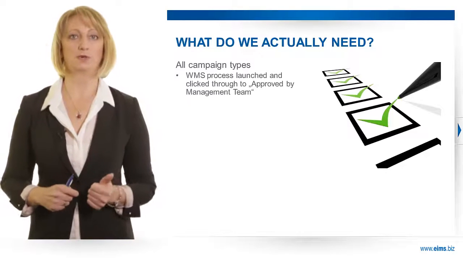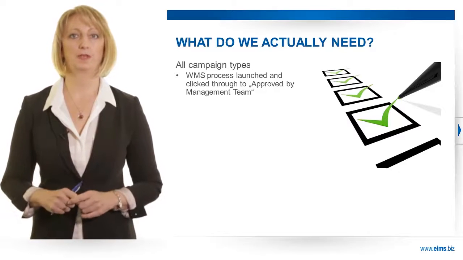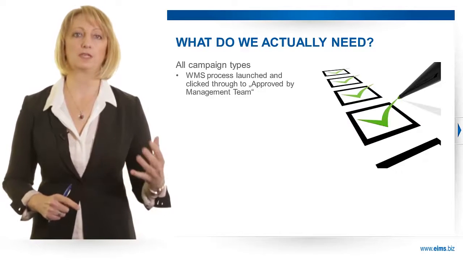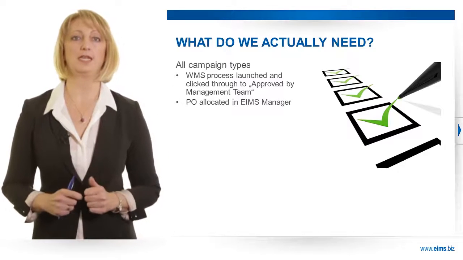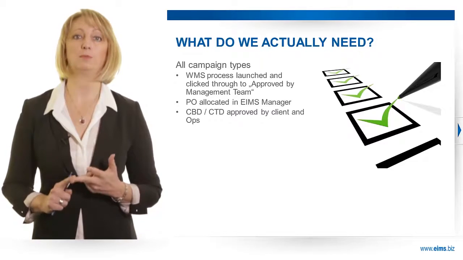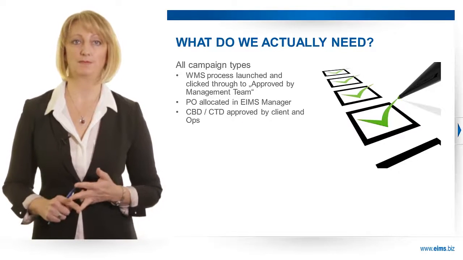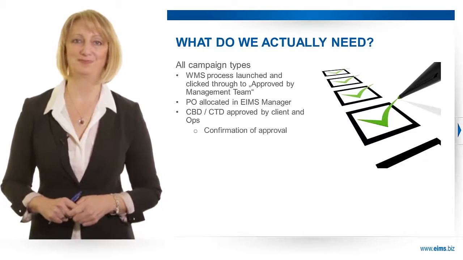So here is what you want to have in place, and this applies to all campaign types. You need a WMS process launched and click through to approved by management team. The process will also help you with the steps you need to complete beforehand. You need the PO allocated in EIMS Manager and the CBD as well as the CTD approved by the client and operations. Yes, both documents, including a confirmation of approval.